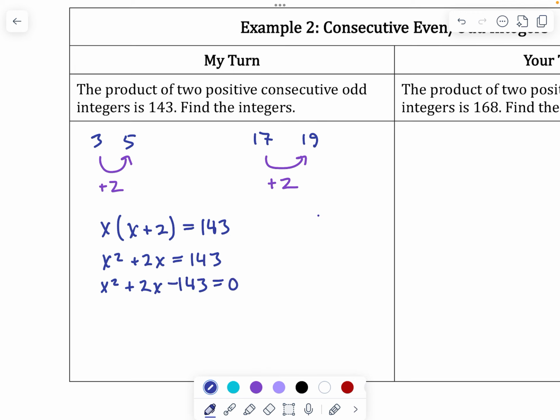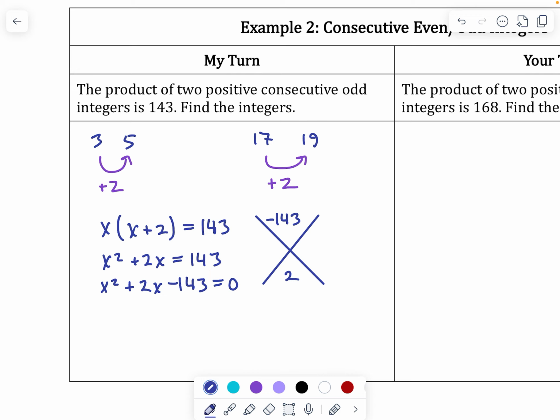And we need to factor this. If you feel like there's a little bit of circular reasoning going on here, I get it. It's basically like, to find which two positive consecutive odd integers have a product of 143, I need you to find me two numbers that have a product of negative 143 and have a sum of 2. It's kind of funny. I'm just telling you to do it, right?